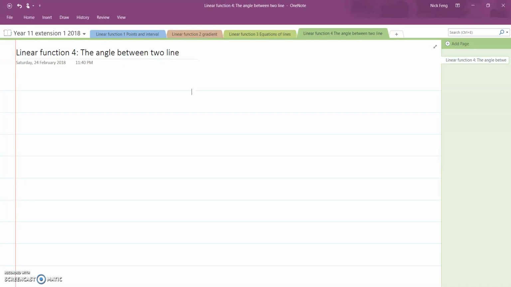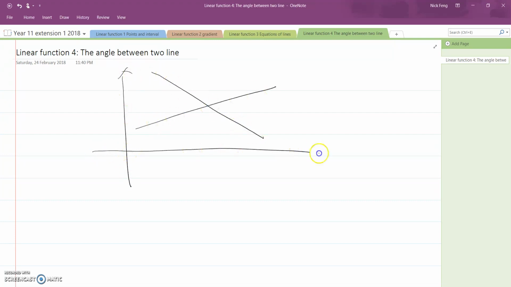Hello. So today we will be doing the next part of linear function, which we call the angle between two lines. So in the coordinate system, as we have learned so much about lines, we can get any two lines. So for example, like that. And today we will be looking at how to find the angle between these two lines, which is this little theta here. And it's all about the gradient.